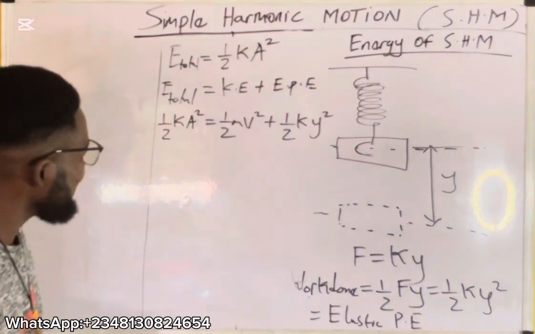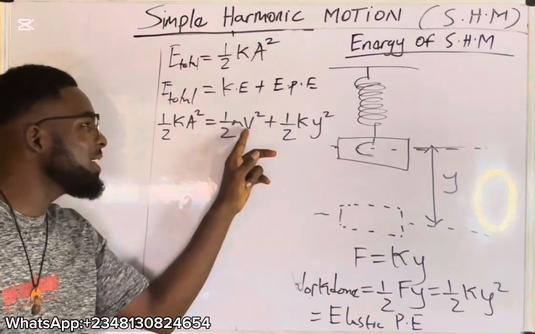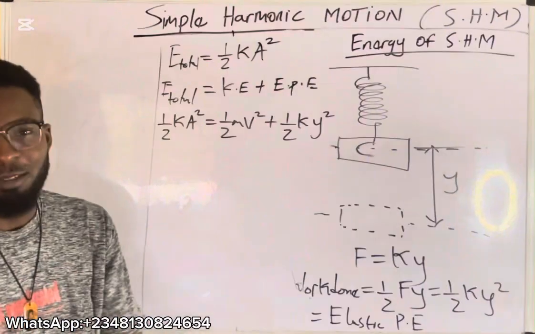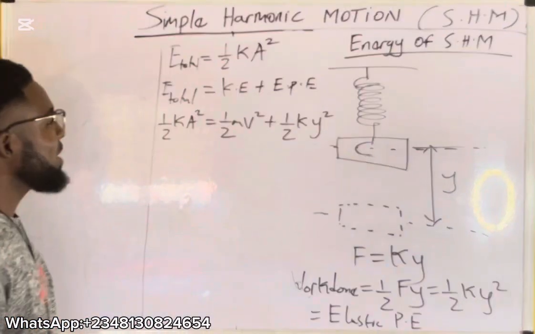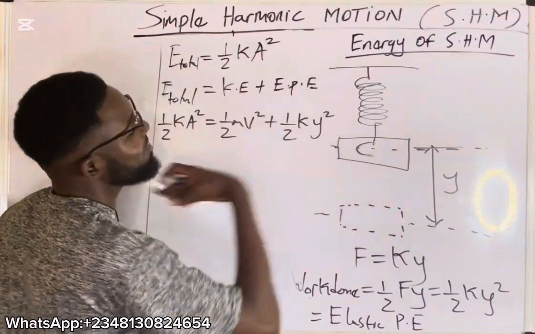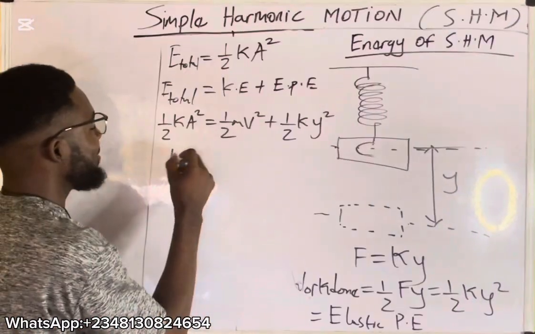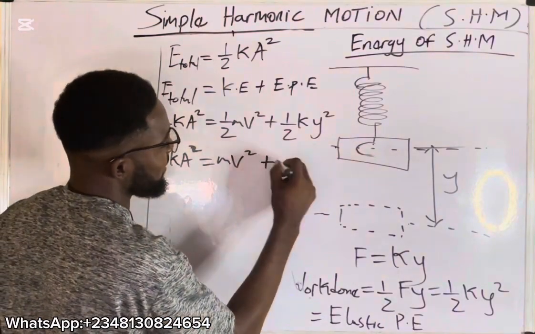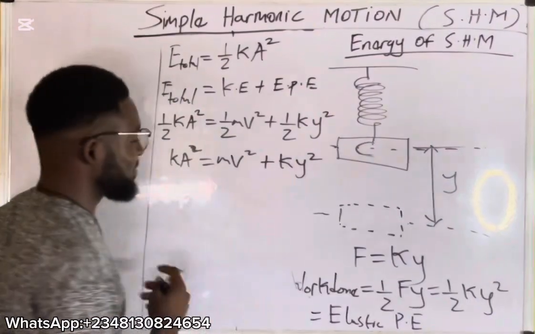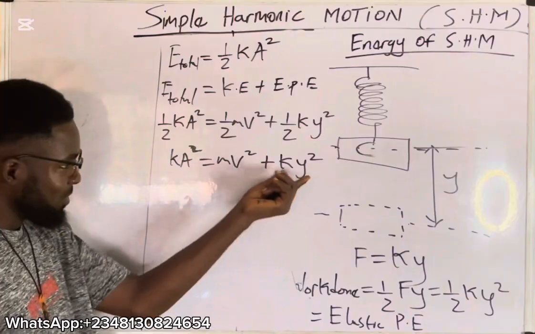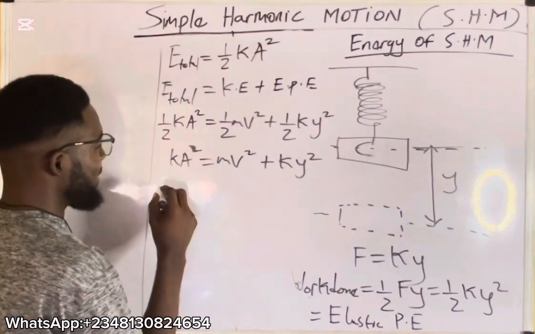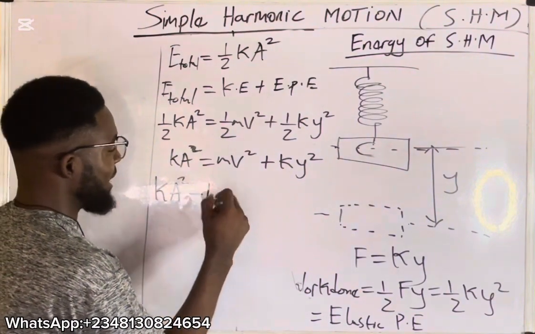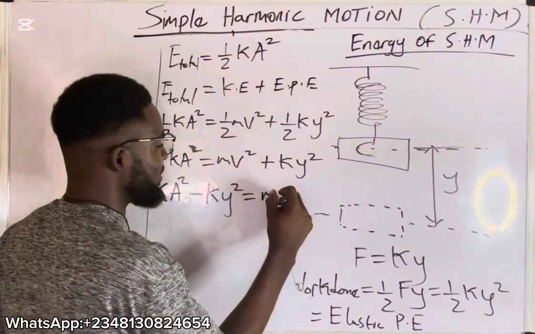Now what we have to do is to make v the subject of the formula. This v is the speed or velocity as the case may be. From what we have here, we can eliminate 1 over 2 from both sides. So we have Ka squared equals mv squared plus Ky squared. If I take this to the other side, that is Ka squared minus Ky squared equals mv squared.